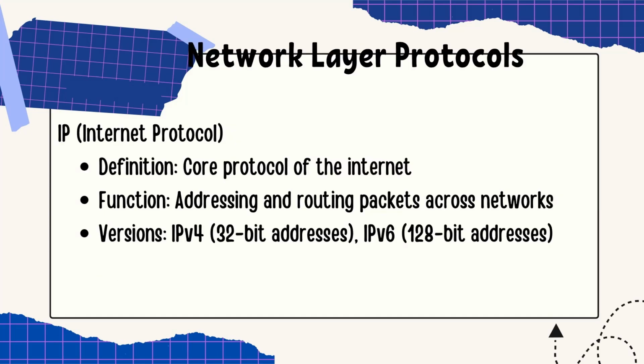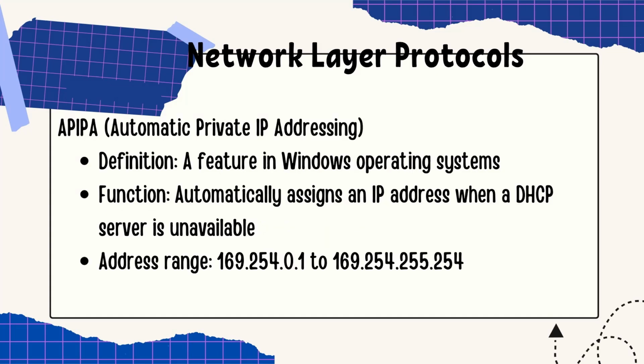Internet Protocol, IP, is the core protocol of the Internet, responsible for addressing and routing packets across networks. We have two versions, IPv4, which uses 32-bit addresses, and IPv6, with 128-bit addresses to accommodate the growing number of Internet-connected devices.